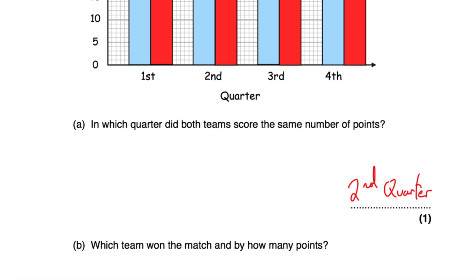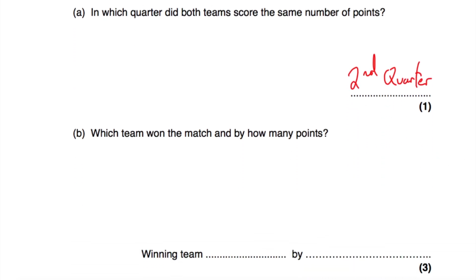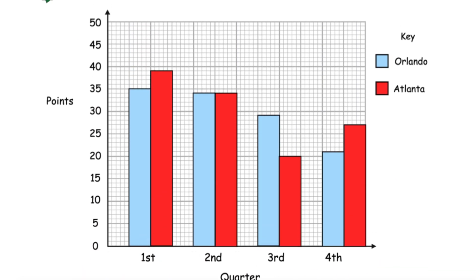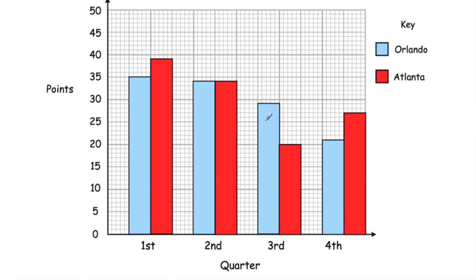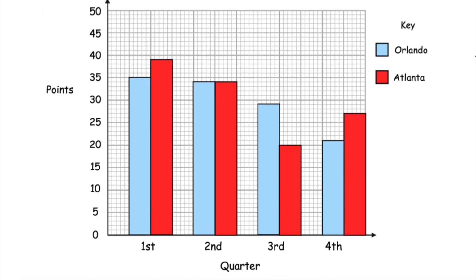Okay, next, B. B says which team won and by how many points. So which team won and by how many points? So obviously we've got all the quarters, the first, the second, the third, and the fourth quarter. If we add up the number of points that each team scores, we can then compare them. So let's start up and let's just check, is this a calculator question? Yes, that's good. That's a calculator question.